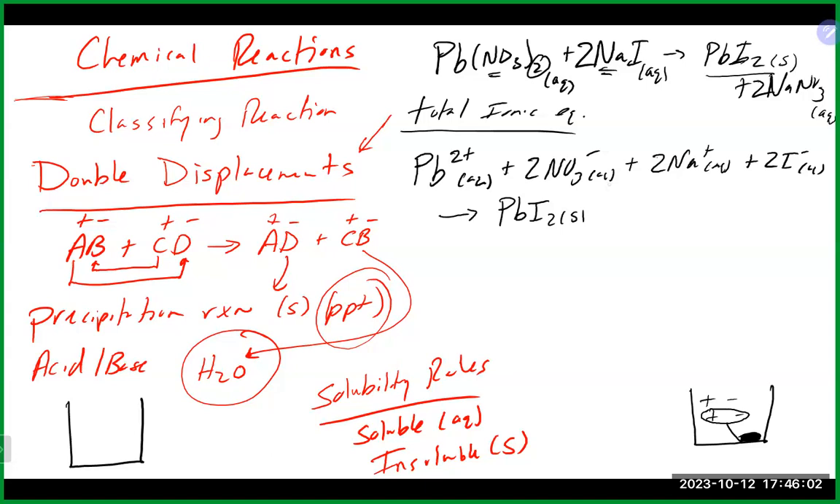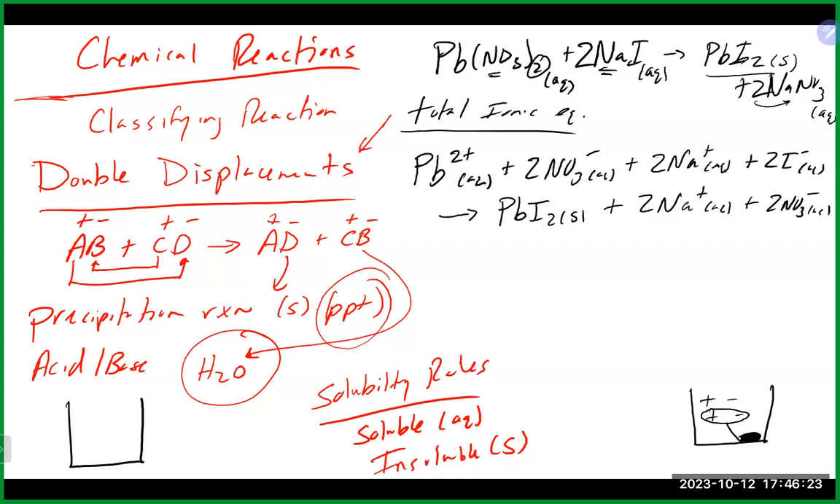The sodium nitrate is a strong electrolyte, and that will also get broken apart, and that too will also get distributed to everybody behind it as well. And that gives us our 2 nitrates as well. This is, again, what is referred to as the total ionic equation or the complete ionic equation. It basically describes what's happening in the solution.